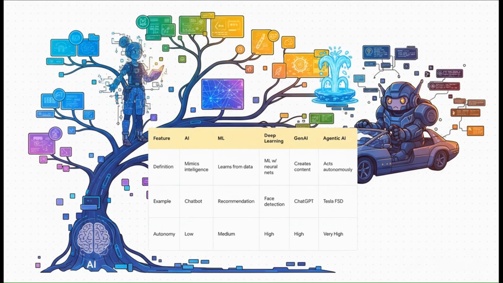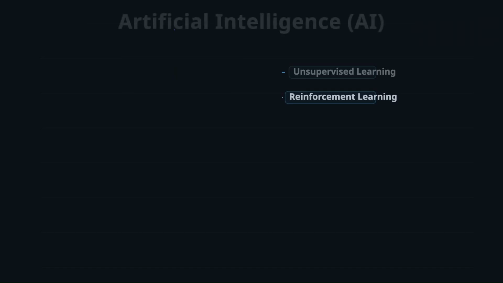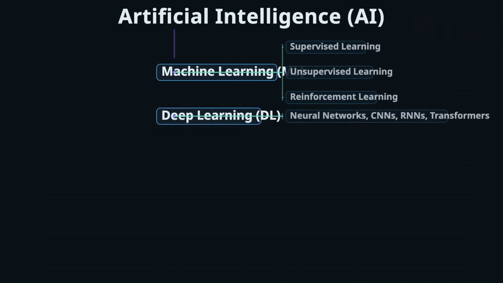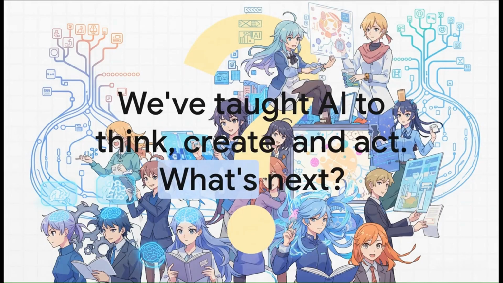It's incredible. So if you remember just one thing from all this, let it be this right here. This is the entire journey in 5 simple verbs. AI started with the goal of thinking. Then it evolved to learn, then to understand deeply, then to create, and now it's beginning to act. And that leaves us with a pretty fascinating question. We've gone from simple imitation to autonomous action in just a few generations of this incredible family tree. The only question left is, what in the world will the next generation be able to do?